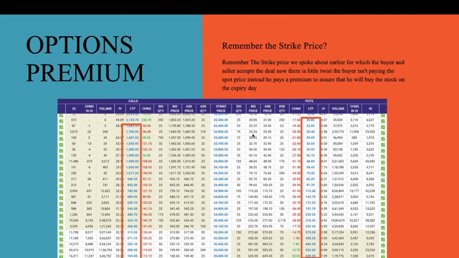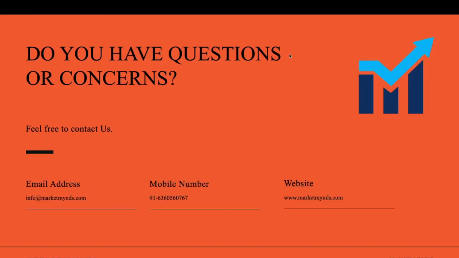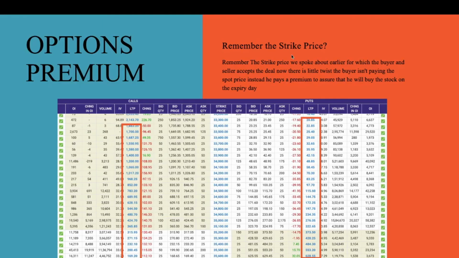Now, options premium. Remember the strike price I told you? What is the strike price? The buyer, the seller. First we are again here. So 1 crore is the price. What do we call this as? Strike price. Now remember, I am paying him 1 lakh rupees. So why did I pay 100,000 for him? This is nothing but a token amount. It's a premium, right?